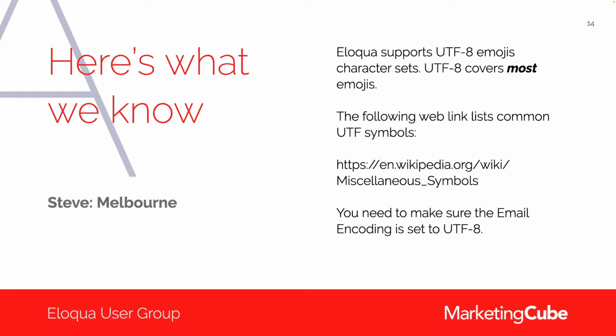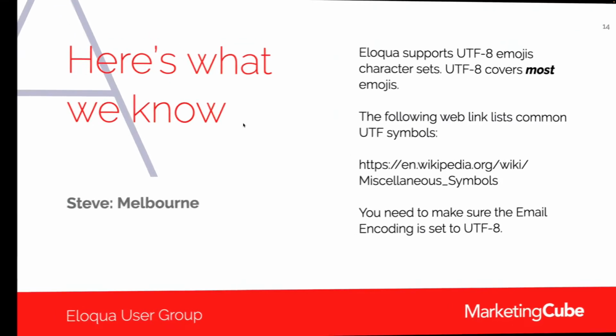There is a link there for Wikipedia. If you just go to Wikipedia and search for miscellaneous symbols, I'm sure it'll pop up, or you could just repeat that URL that you can see right in front of you. But that will show you those that are available and that would work with Eloqua.